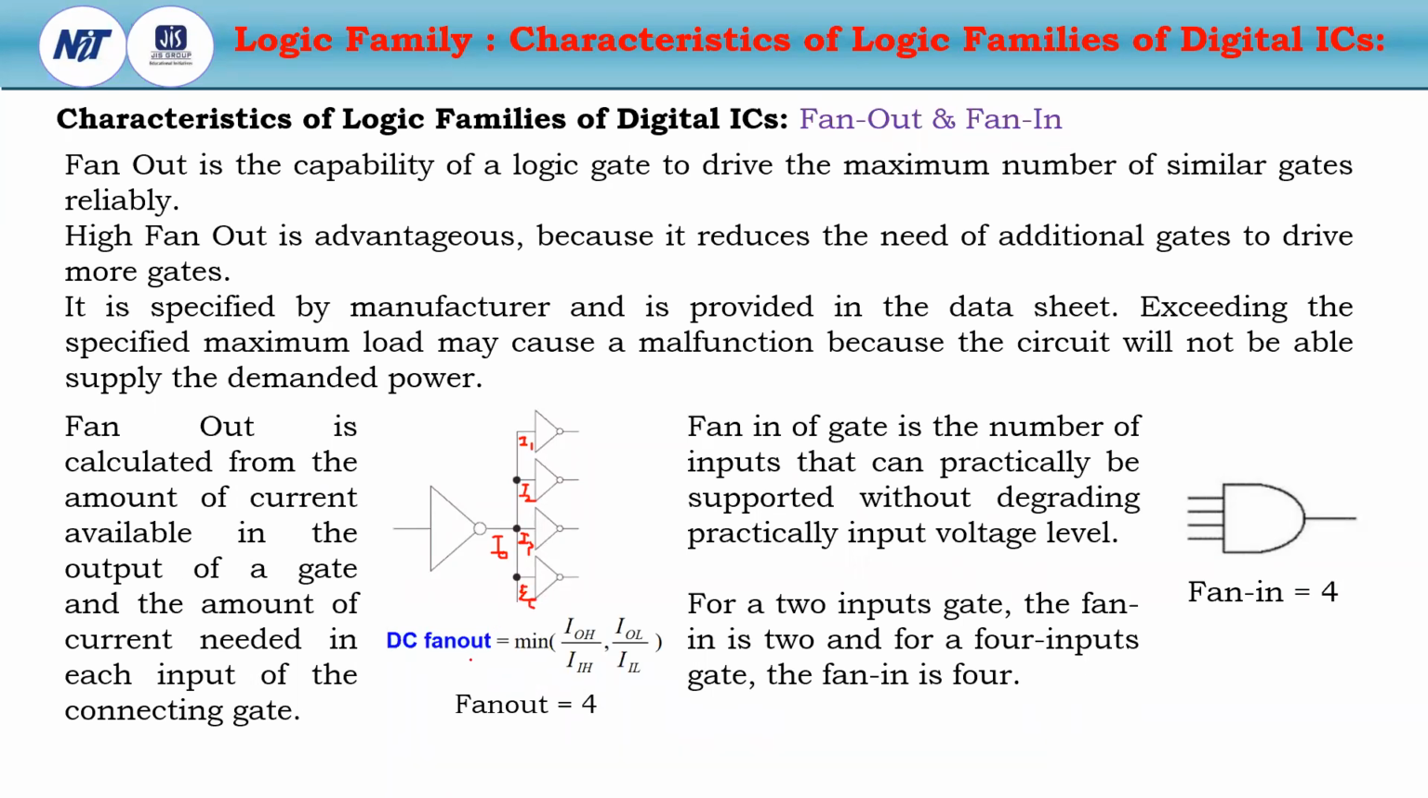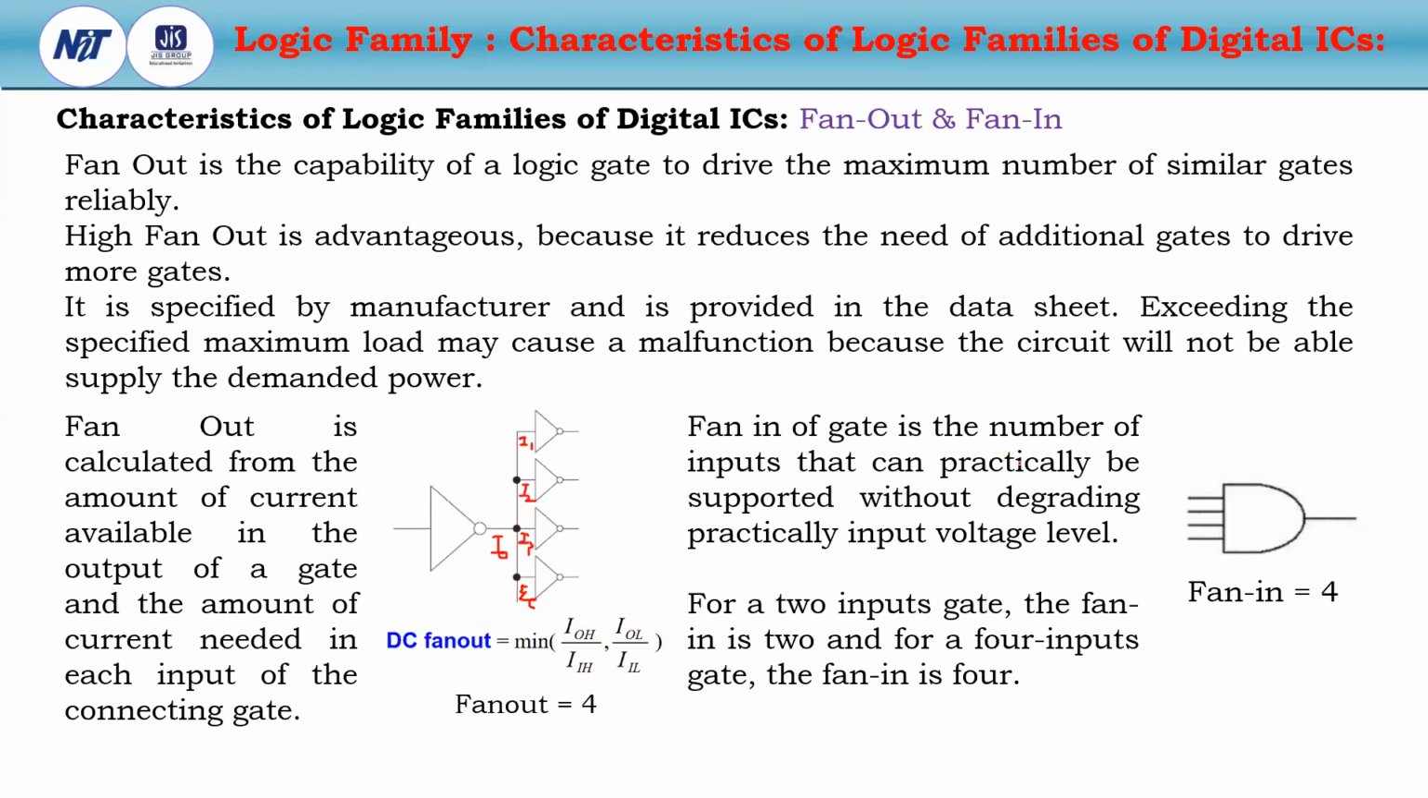Okay, so the DC fan out is whichever is minimum: IOH by IIH or IOL by IIL. Whichever is minimum will be the fan out. Here, the fan out is 4. At the end of my lecture on the total logic family, I will give some problems on fan out and fan in calculations. That will be very important for any competitive exams.